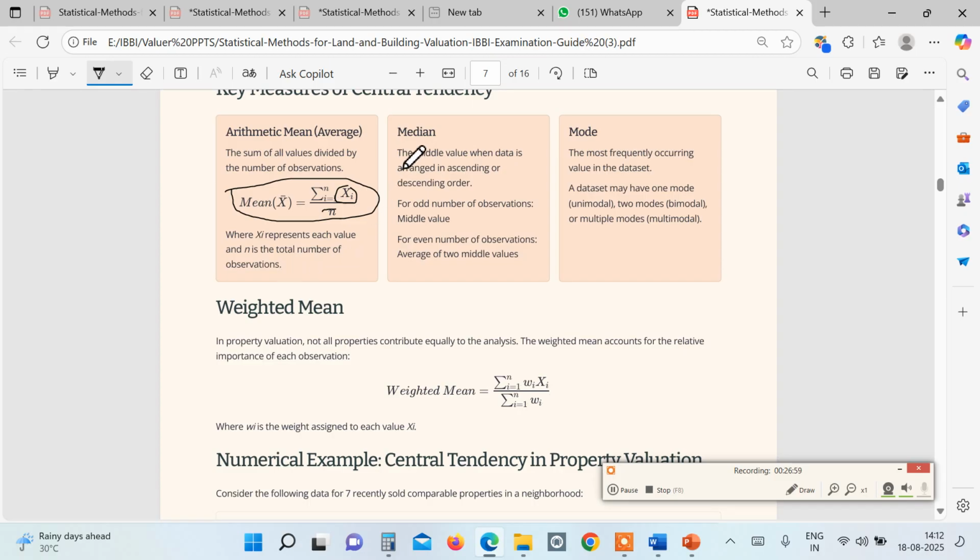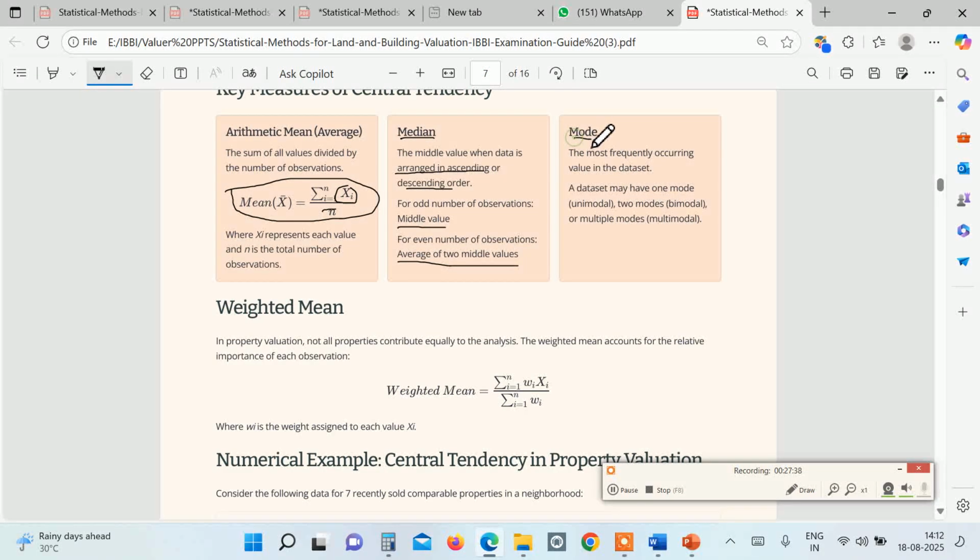The second thing you have to find out is median. Median is basically the middle value of a data set. For calculating median, the first thing you have to do is arrange the values in ascending or descending order. If the data set has an odd number of observations, then it will be the middle value, and if the data set has an even number of observations, then you have to take the average of the two middle values. And the third thing is mode.